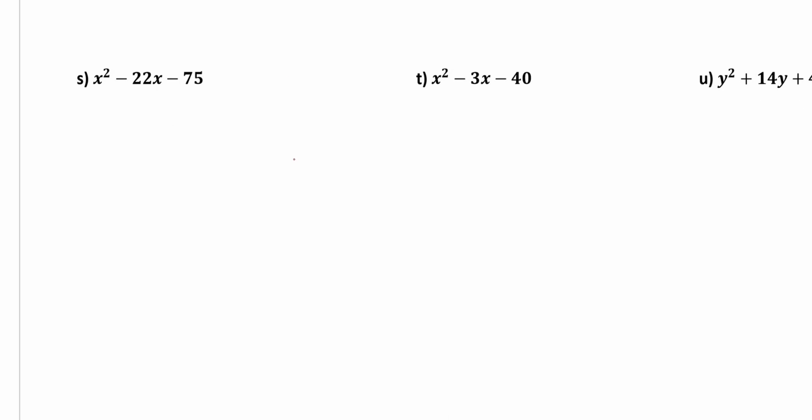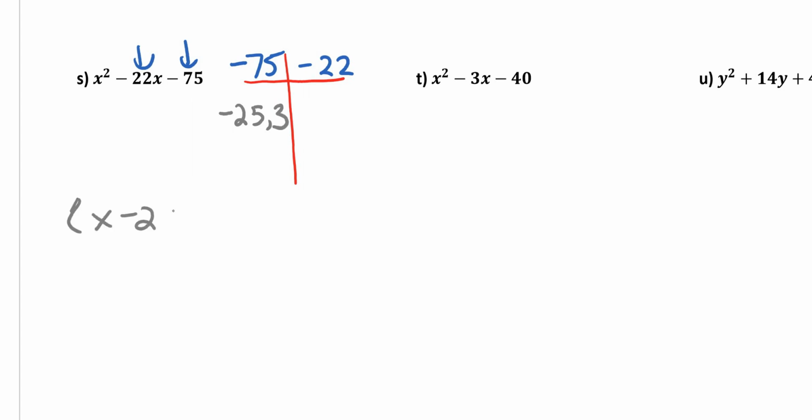All right, we're almost done this next row here, or the questions in this particular section. So hang in there. My two numbers here are the last term, which is negative 75, and then my middle number is negative 22. This one's a little bit harder to think about, perhaps, but after a little bit of trial and error, it's going to be negative 25 and 3. And my bracket would be x minus 25 and x plus 3.